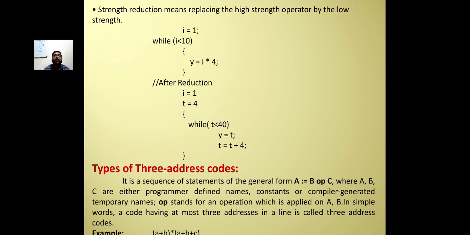Types of three address code. It is a sequence of statements of the general form A equals B OP C, where A, B, C are either programmer defined names, constants or compiler generated temporary names. OP stands for an operation which is applied on B and C. In simple words, a code having at most three addresses in a line is called three address code. Example: A plus B into A plus B plus C.